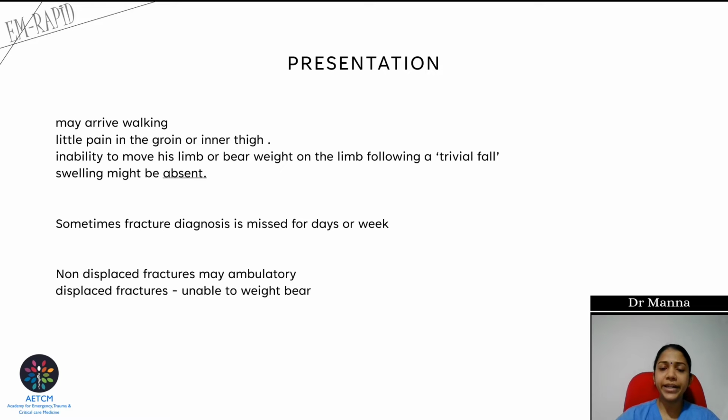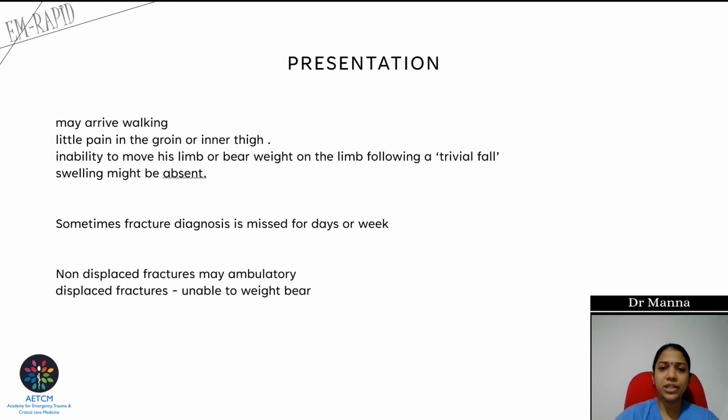Presentation in elderly, sometimes the patient may present to our ER walking. There might be a little pain in the groin region or the inner thigh region. But sometimes, depending on the displacement of the fracture, the patient will have more worsening of symptoms. They might complain of inability to move the limb or bear weight secondary to a trivial fall. And since the pain is in the thigh region, we will not be able to see any swelling as such. So swelling might be absent.